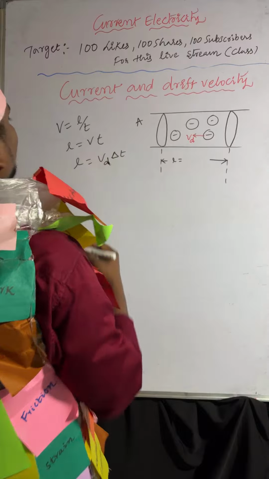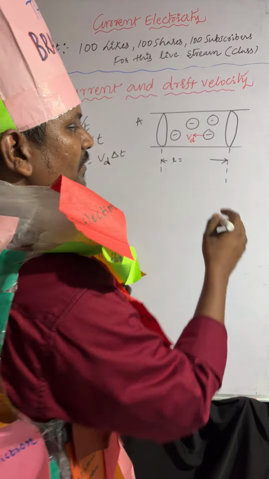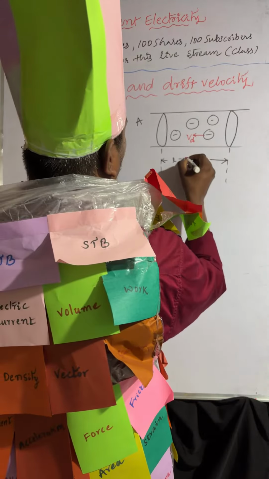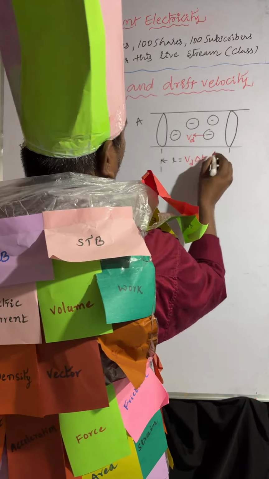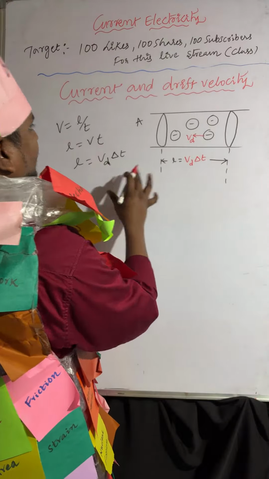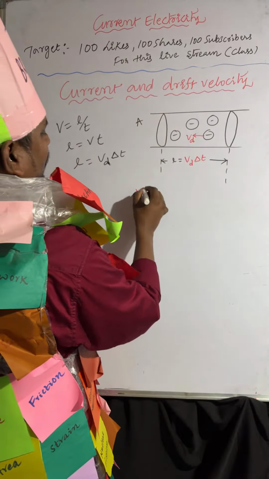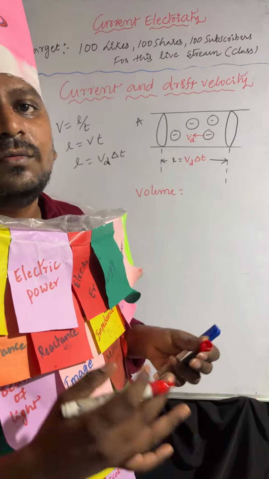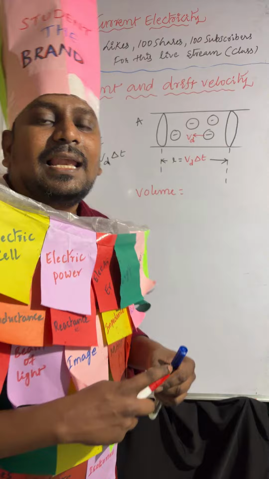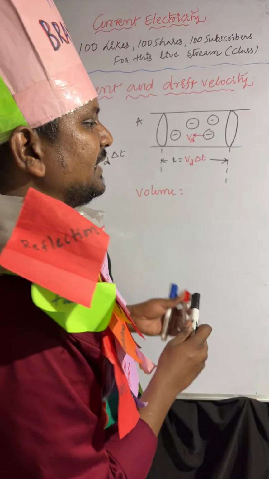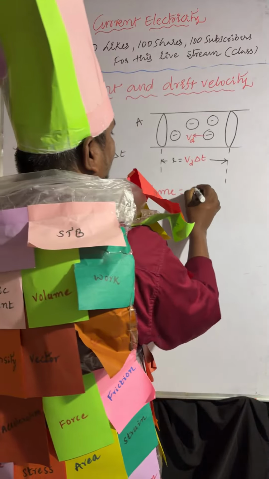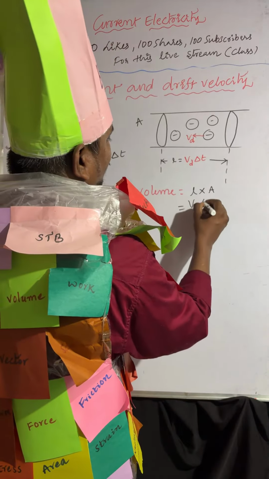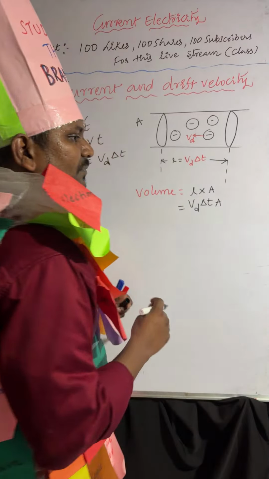Vd into delta T. Understood or not? So now you can see here, the volume of the conductor. Volume means what is the formula? Length into area of the cross section. Volume is nothing but length into area of the cross section. What is the length? Vd into delta T into A.